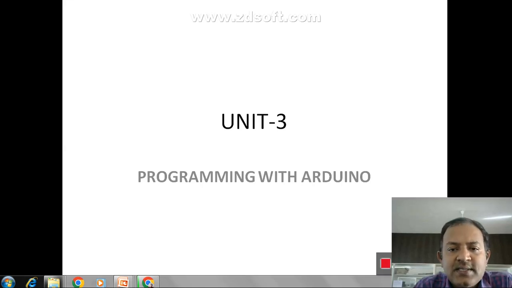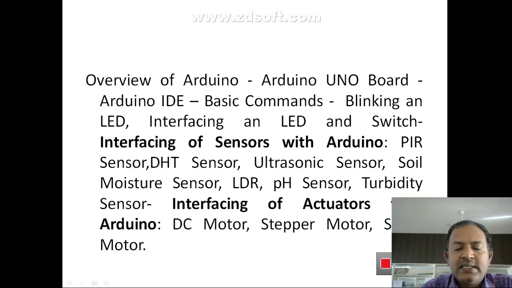Previously we have discussed Unit 2, IoT connectivity technologies, sensors and actuators. Now we are going to see Unit 3, programming with Arduino. Programming with Arduino has these topics: an overview of Arduino, then interfacing of sensors with Arduino, and then interfacing of actuators with Arduino.